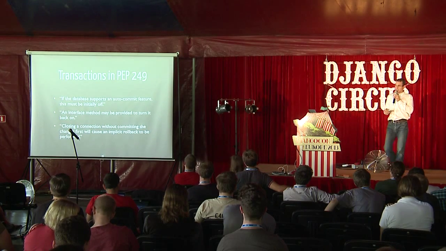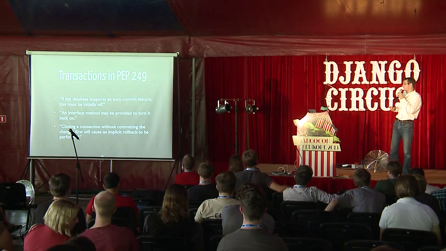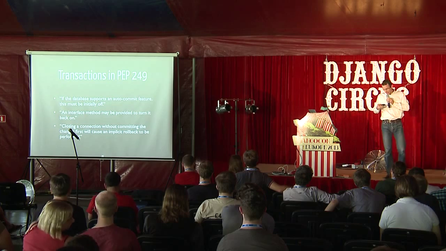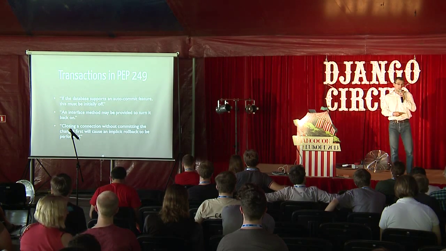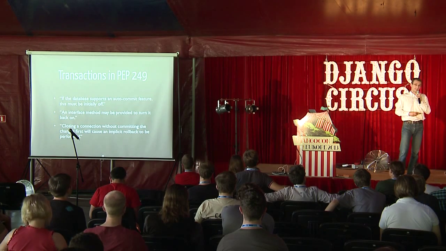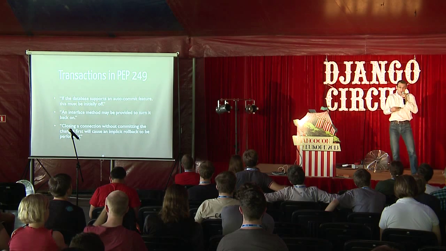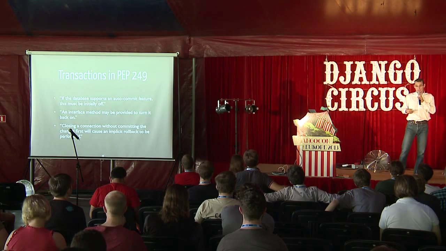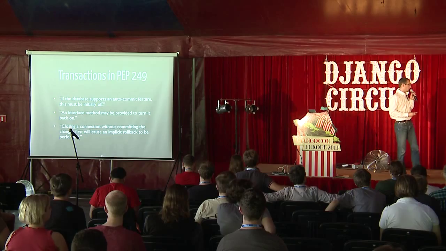PEP 249 says a few things about transactions. I actually extracted every sentence from the PEP that had the word transaction in it, I think. It says that if the database supports an autocommit feature, this feature must initially be off, which is kind of a bummer because we saw that for databases, autocommit is on by default. So the PEP follows the standard, but fights against the databases. So we have some kind of impedance mismatch here, and well, it triggers a lot of problems down the road.